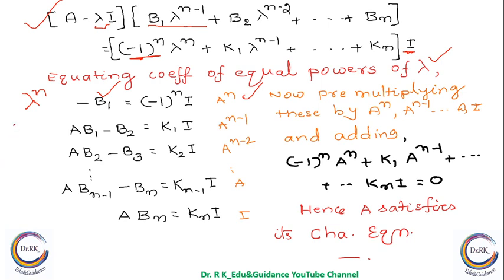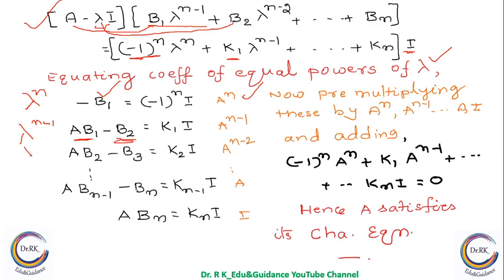Similarly, if we take lambda power n minus 1, what are the lambda power n minus 1 terms? One is this one, A into B1 lambda power n minus 1, so that is AB1. The second one is, if you multiply lambda B2 into lambda n minus 2, that means lambda power n minus 1. That's why it is AB1 minus B2. This side it is simply K1 into I.